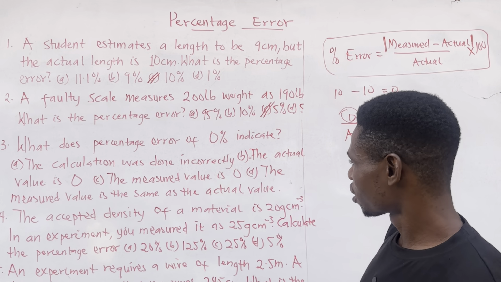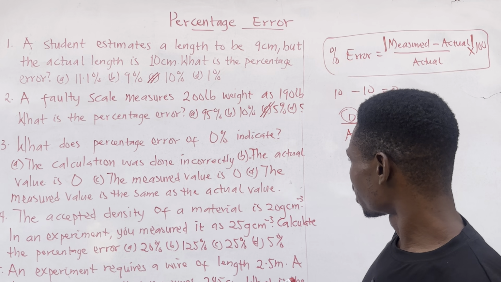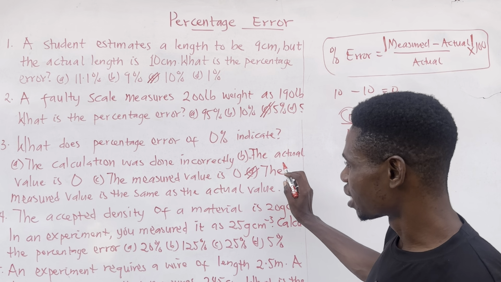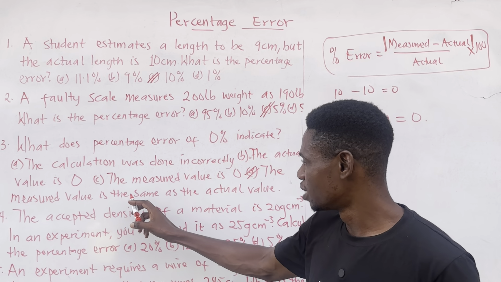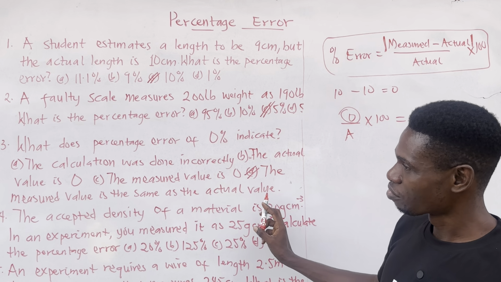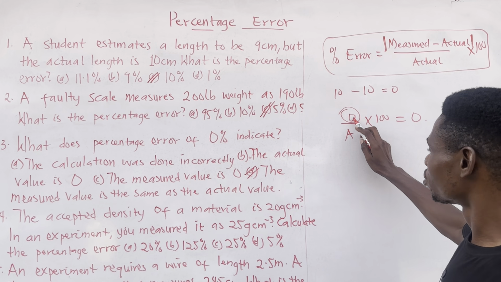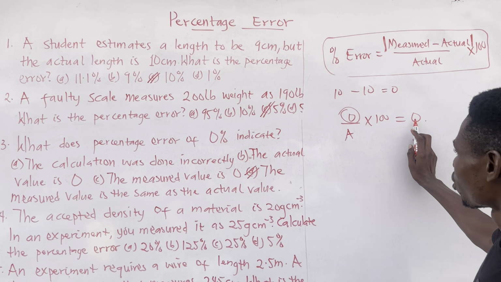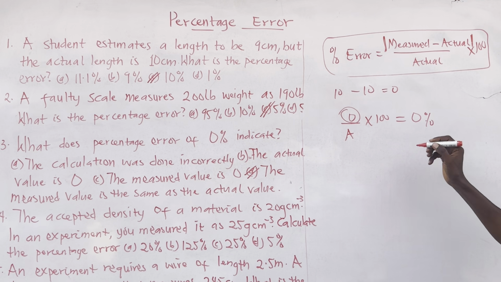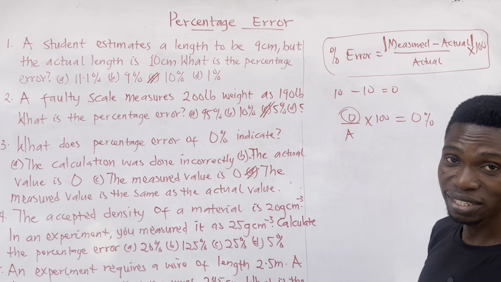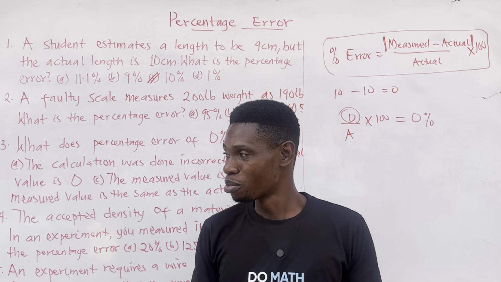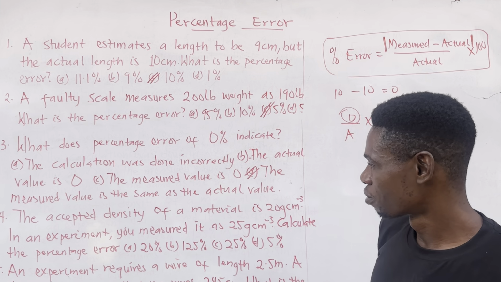So our correct answer will be option D, that says that the measured value is the same as the actual value, because the difference between measured and actual, giving us 0, will give us a percentage error of 0%. So I hope that's clear enough. Yeah, I really hope so. So let's move to number 4.